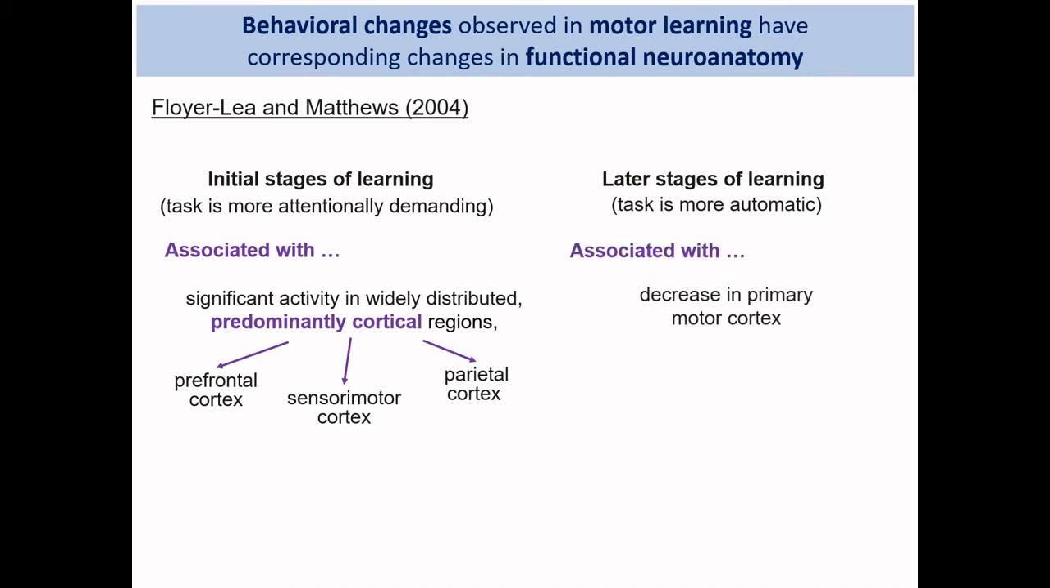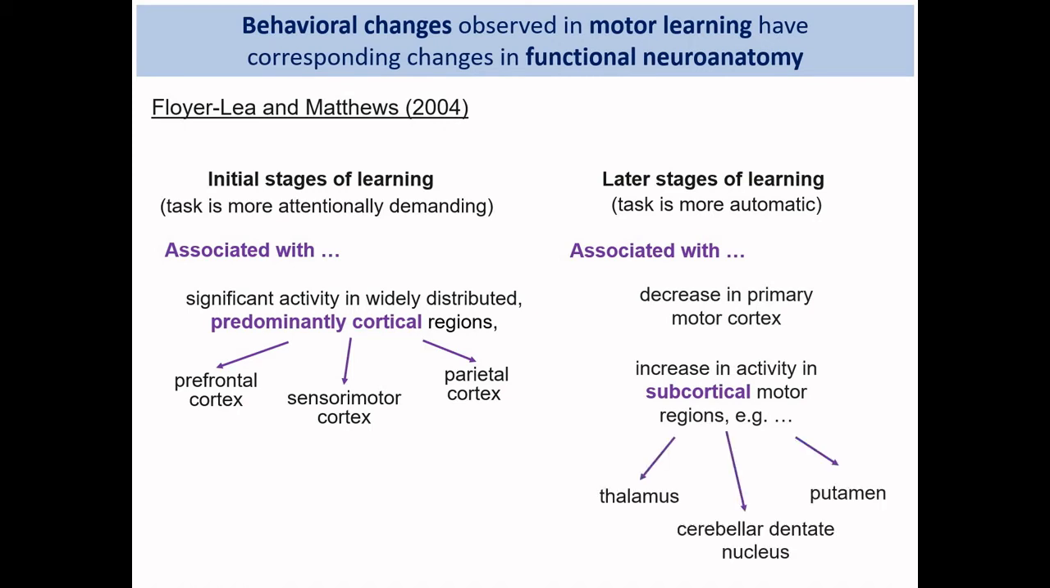In the later stages of motor learning, Floyerly and Matthews propose that performing an action will be associated with decreases in cortical involvement. Consistent with this, they observed a decrease in primary motor cortex activity and an increase in activity in subcortical motor regions. This included the thalamus, the cerebellodentate nucleus, and the putamen.